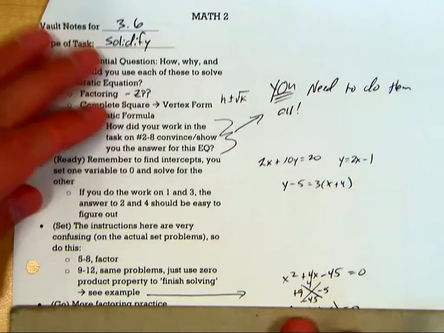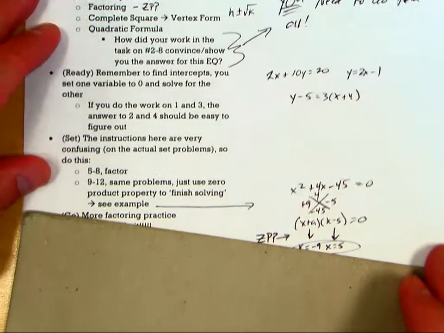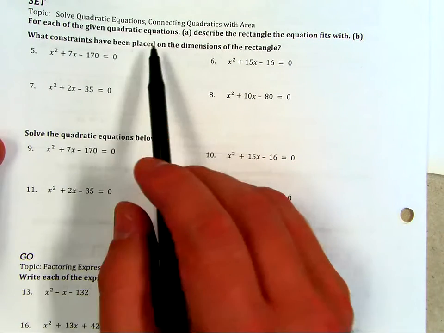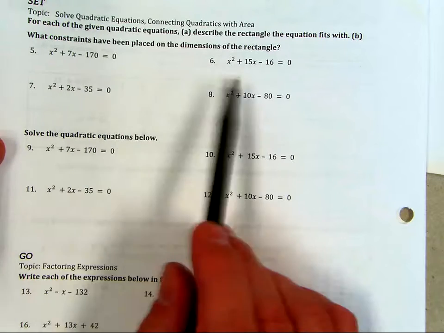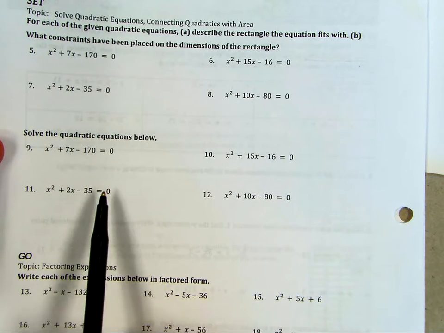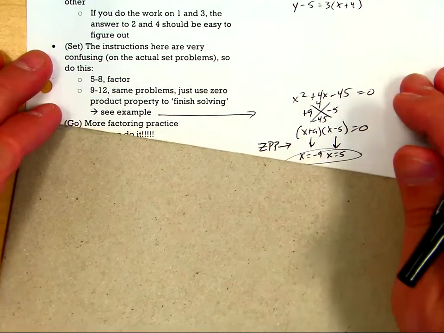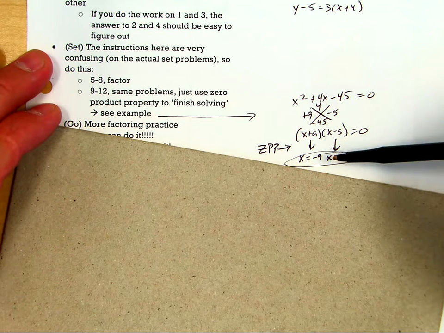Okay, the set problems, this is very, very confusing the way they worded the set problems. They were talking about what are the constraints on the dimensions of the rectangle and given the quadratic equation and so on. Here's what I want you to do. For 5 through 8, factor and then solve using whatever method you want. They're all factorable. You should be able to use factoring and the zero product property. Here's an example of factoring and the zero product property in case you forget.